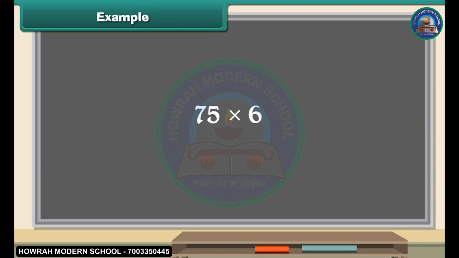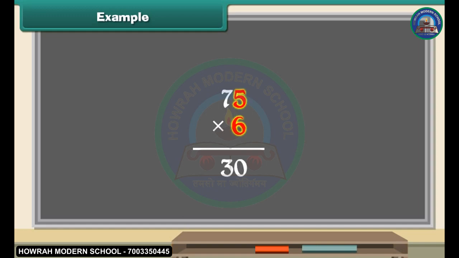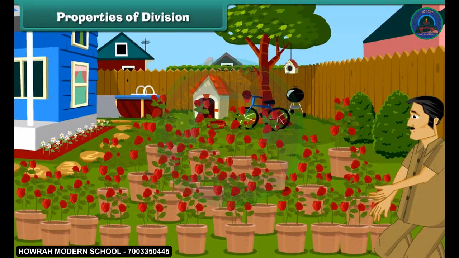Multiply 75 by 6. Place the numbers one below another. Multiply 5 by 6. 5 sixes are 30. Place 0 below 6 and 3 above 7. Multiply 7 by 6. 7 sixes are 42. Add 42 and 3. Write 45 below 7. The answer is 450. Properties of division.